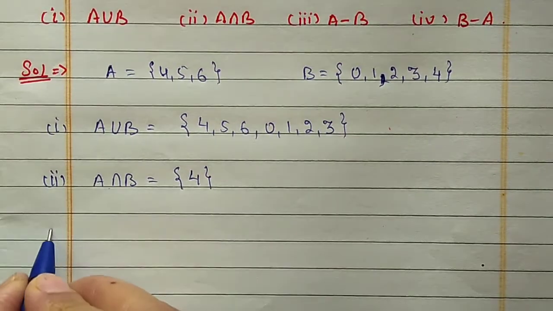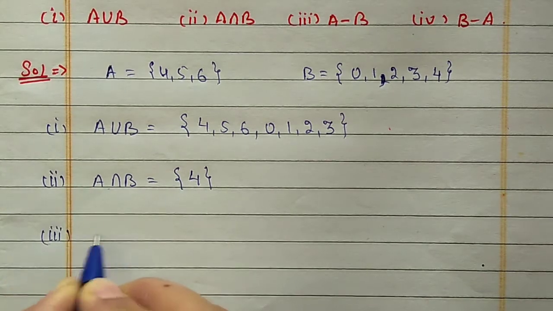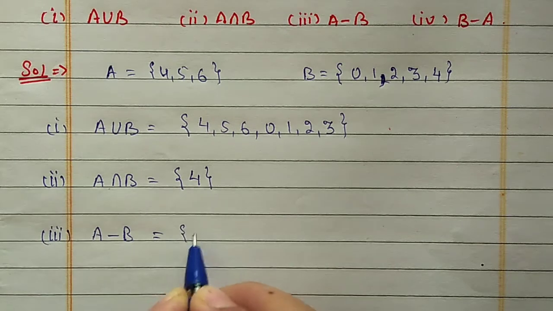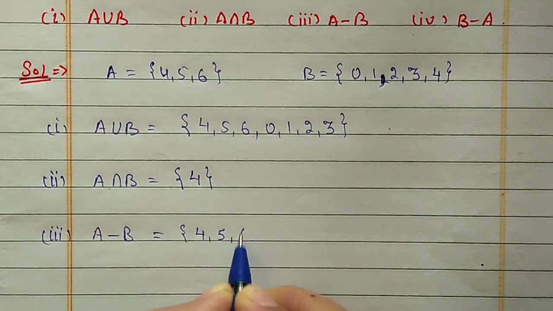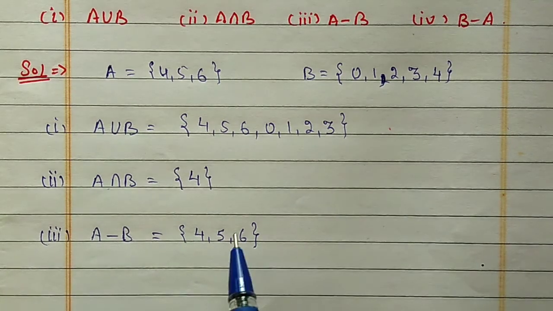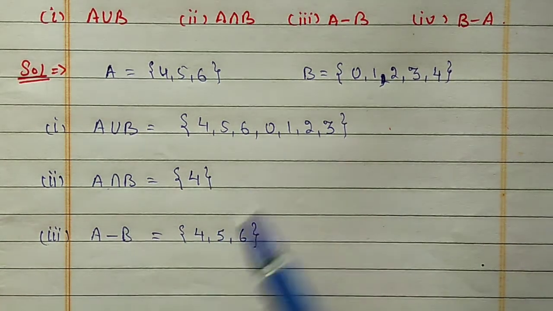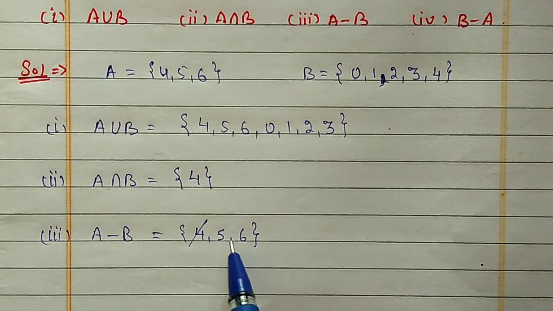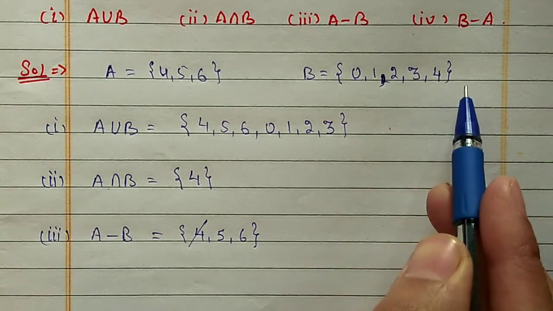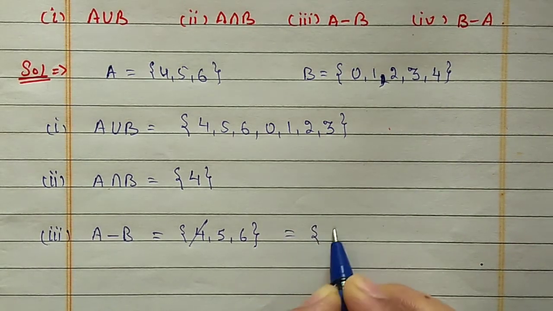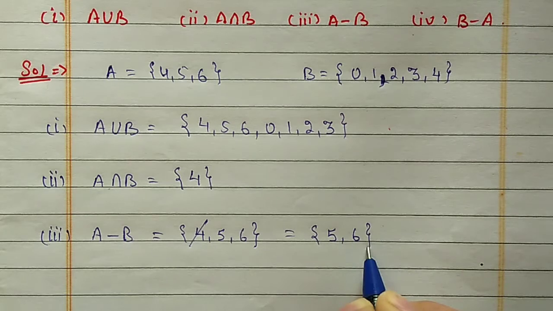Third part, we have to find A difference B. So first we will write A, and from A we will scratch out the elements which are in B. First, 4: you can see 4 is there in B, so we will scratch it out. Then 5 is not in B and 6 is also not in B. So the answer here is 5 and 6.